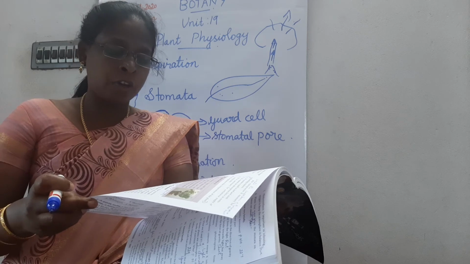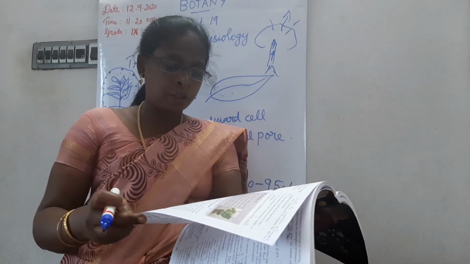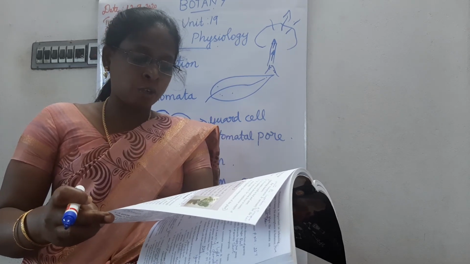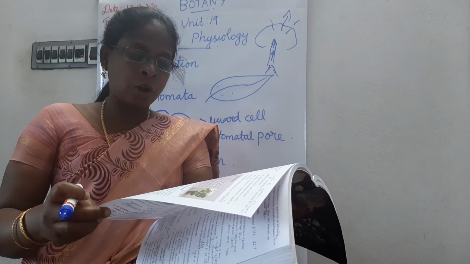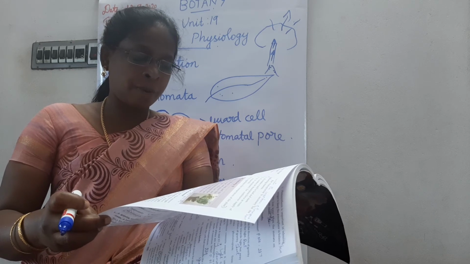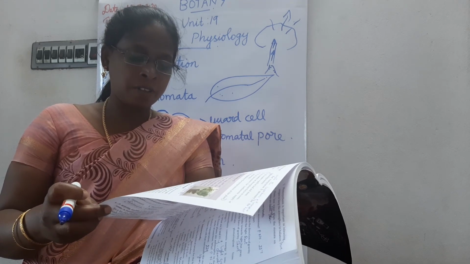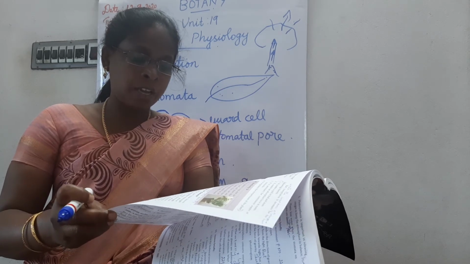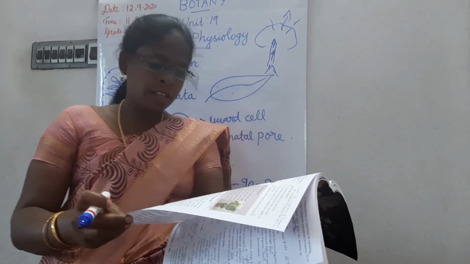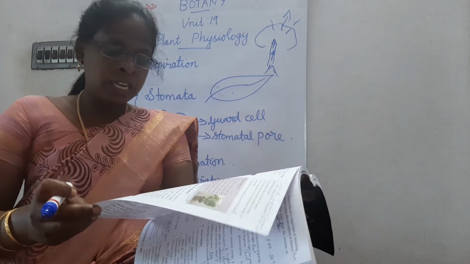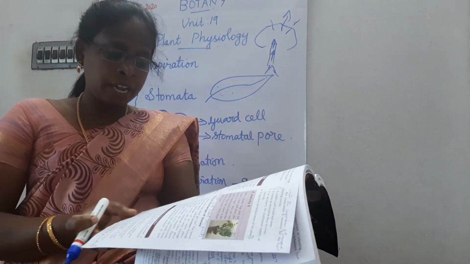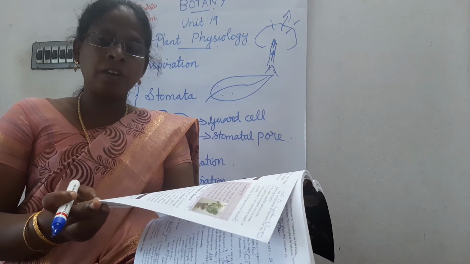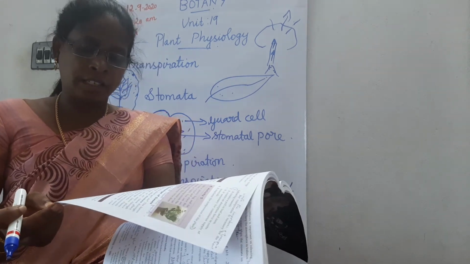So two differences you have to write. First one, stomatal transpiration, loss of water from plants through stomata. Second point, it accounts for 90 to 95% of water transferred from leaves. In lenticular transpiration, first point, loss of water from plants as vapor through the lenticels. Second point, you have to write very less amount of water transferred through lenticels.